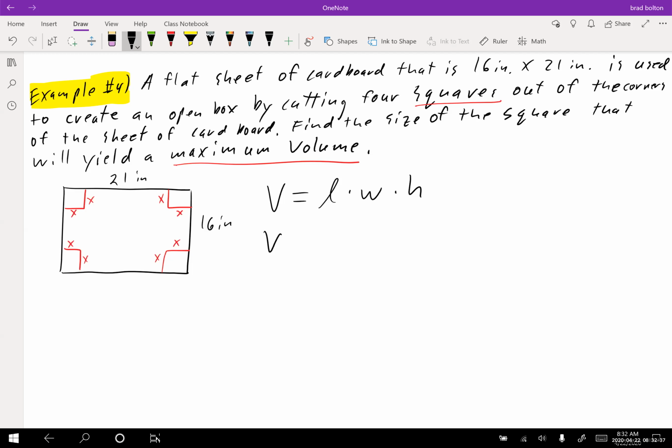So we're going to have V. So let's see what we can get for L. Well, L is the length, right? How far across this box is going to be. Well, normally we would say it's 21, right?